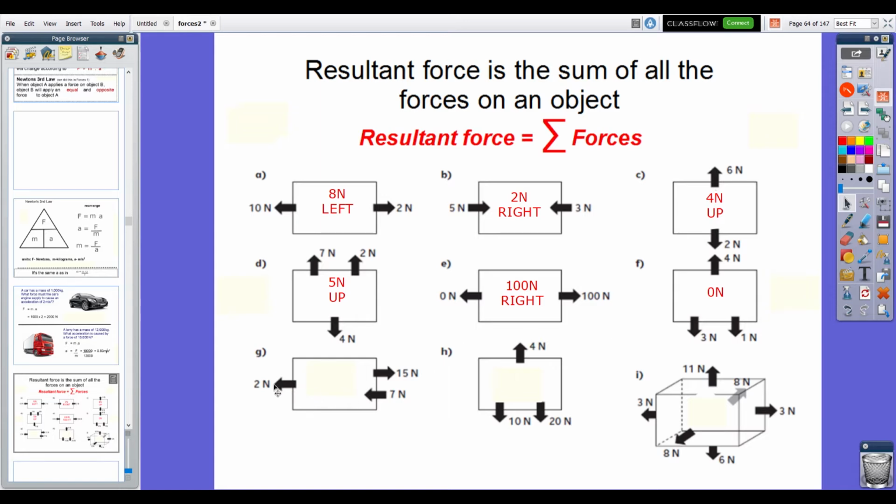2 and 7 to the left makes 9. There's 15 to the right. 6 newtons to the right. 20 and 10 down and 4 up. Overall, the resultant is down. So if you've got a problem with any of these, these two 8 cancel out, 3 and 3 cancel out, and we've got a 6 and an 11. So please go back and look at the resultant force lesson in Forces 1. If you're struggling with this, I don't want to spend too much time because we've already done this one.